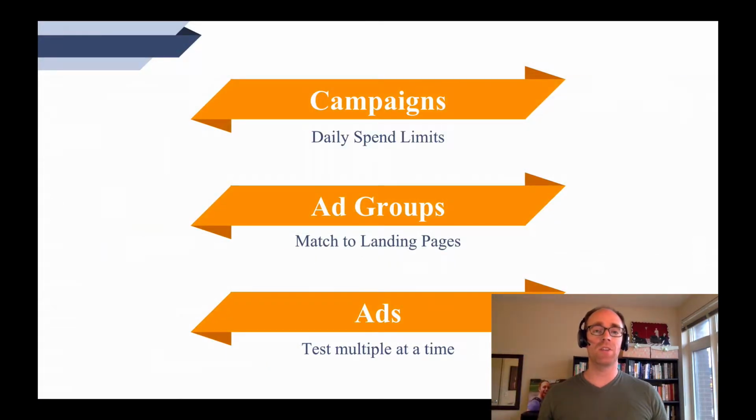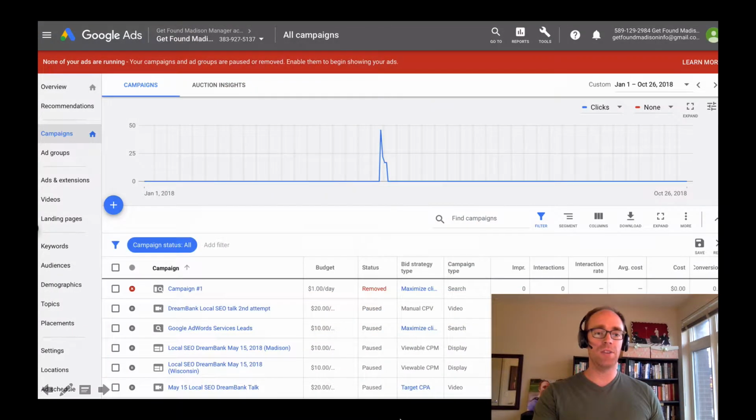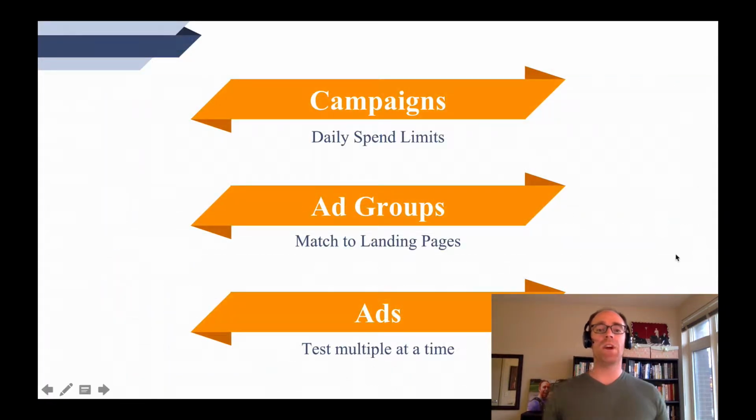That's where you set your daily spend limits. That's how you organize the structure of it. I'm hitting campaigns in the upper left, and I'm looking at my campaigns, and I can always say, show me only the enabled ones that I'm running, show me all of them, etc. Right? And then we have our ad groups.